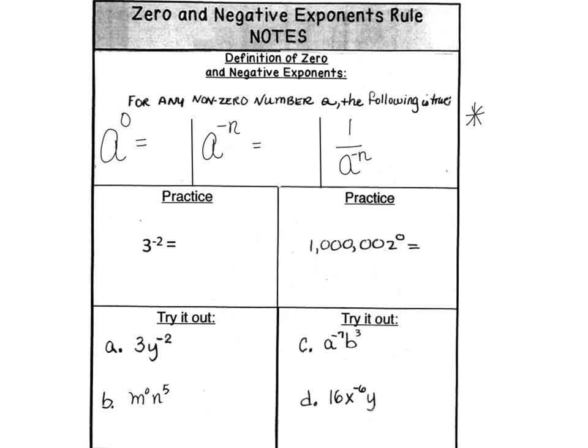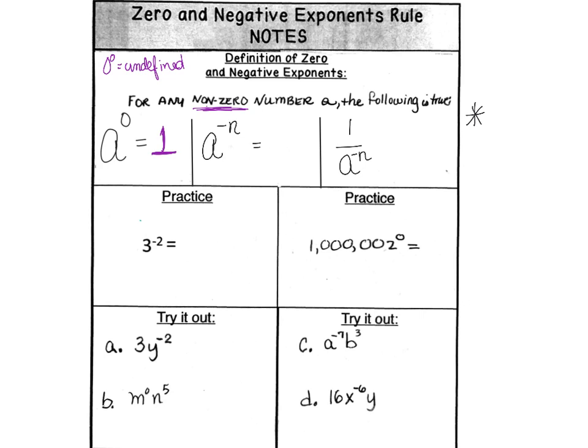Okay, so here are the definitions of the 0 and negative exponents. For any number that's not 0 raised to the 0 power, the answer is 1. The only reason why it says non-zero number is that 0 to the 0 is undefined, and I'll talk about that in another lesson, just not right now. So there won't be any kind of questions like that for you to deal with.